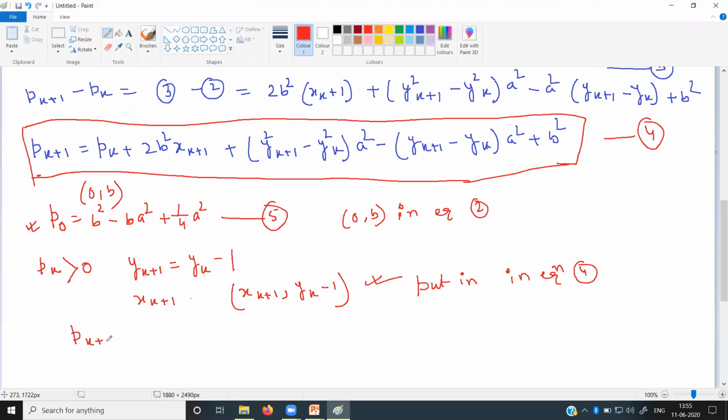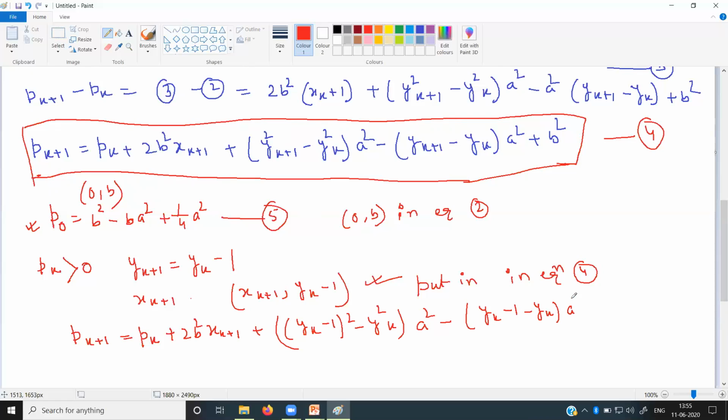You will get P of k plus 1 is equal to Pk plus... how are you getting this point? You have to replace: x of k plus 1 will be as it is, so y of k plus 1 will be yk minus 1. So it will be Pk plus 2b square x of k plus 1 as it is. The y points will be (yk minus 1) whole square minus this one, then a square, and this one will be (yk minus 1) minus yk, a square.